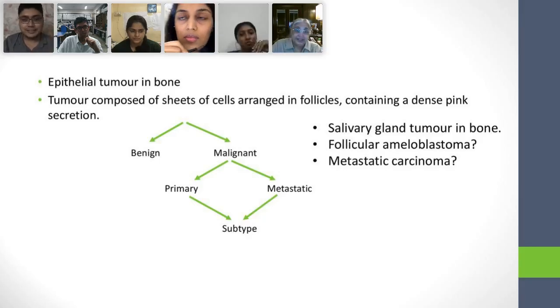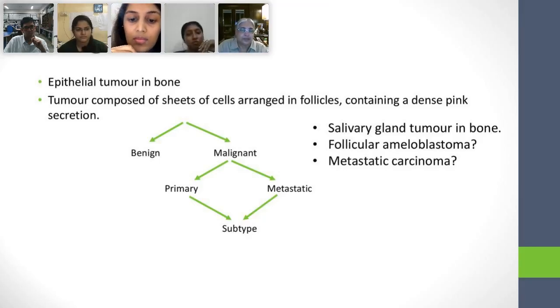Well, I just as a lark put in salivary gland tumor and follicular ameloblastoma, because people think that follicular ameloblastoma is forming epithelial-like follicles. No, they don't. Anybody who wants to see what a follicular ameloblastoma looks like, just go and look at the pictures. I don't have a picture to show you, but this is not a follicular ameloblastoma. It does not have the look of an ameloblastoma. It's a basaloid tumor. This is not a basaloid tumor. Can never be a follicular ameloblastoma.